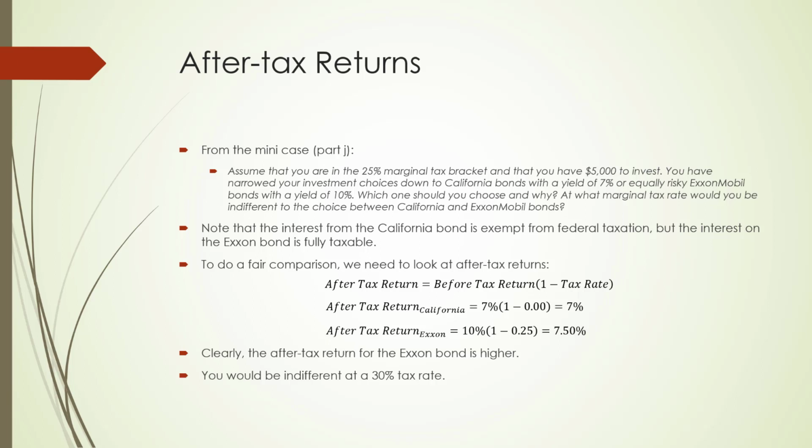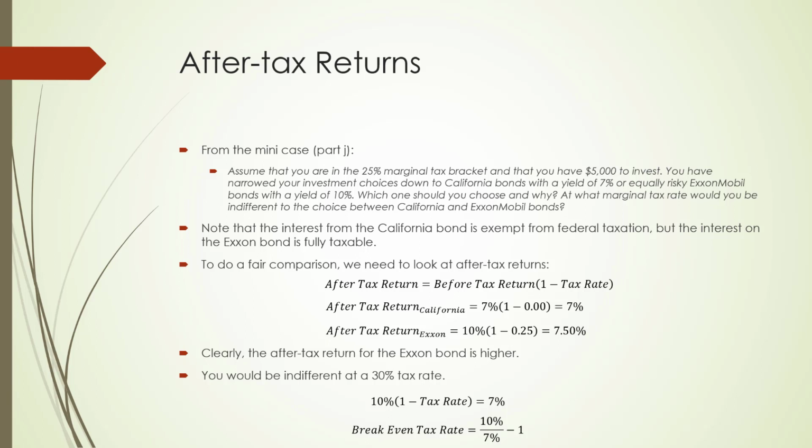Now, it also asks, what would the break-even tax rate be? In other words, at what tax rate would you be indifferent? And all we have to do is solve that equation for the tax rate that equates the 10% before tax to the 7% after tax. And so here's the equation. And then if we solve for the tax rate, you can see that the tax rate would be 30%. Okay, so I hope that you found that useful.